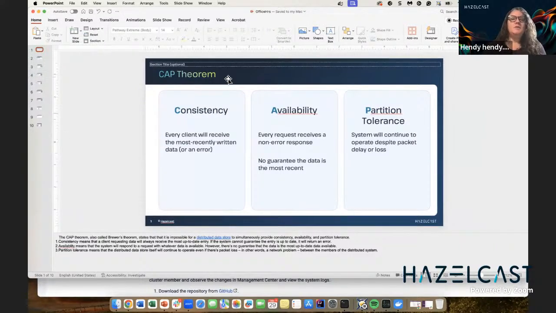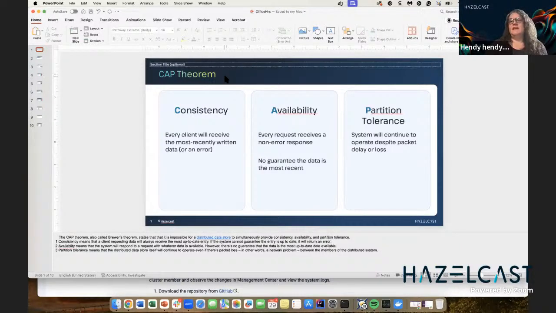So if you're not familiar with the CAP theorem, this has to do with how a distributed system handles data. You have a choice. It's a best 2 out of 3 type of situation. The CAP stands for consistency, availability, and partition tolerance.